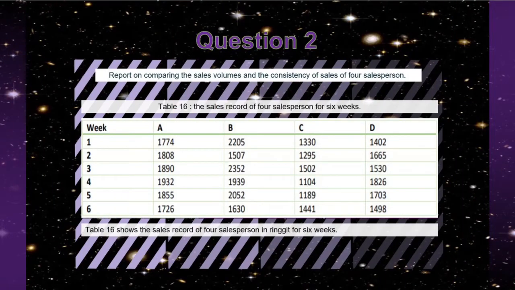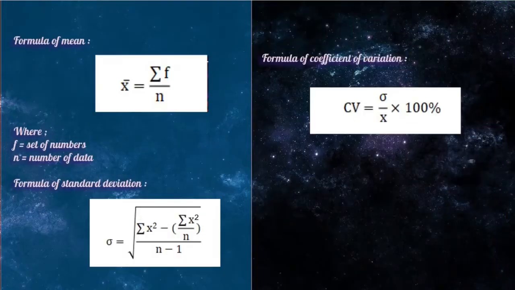The problem we chose is problem 2. This problem states that we are employed as a statistician for a company that makes household products, which are sold by part-time salespersons A, B, C, and D. Table 16 shows the sales record for the 4 salespersons for 6 weeks. These are the equations we will be using for this problem.